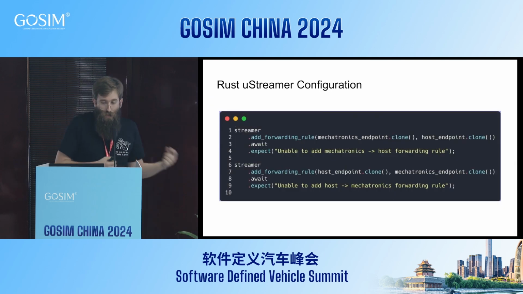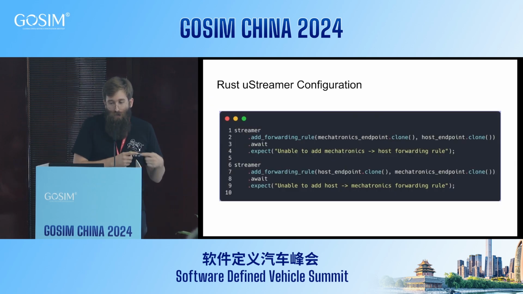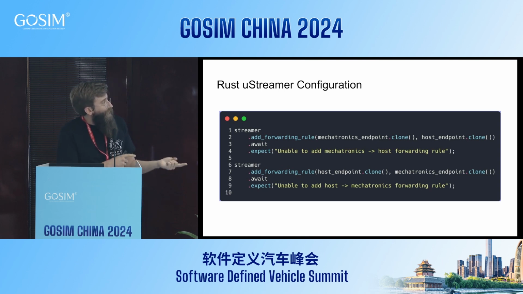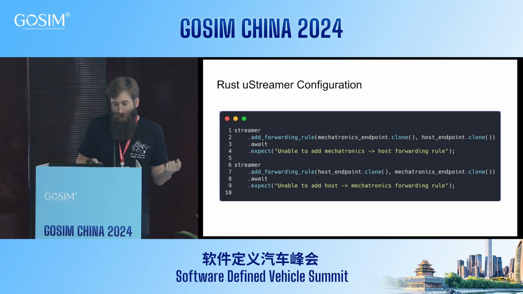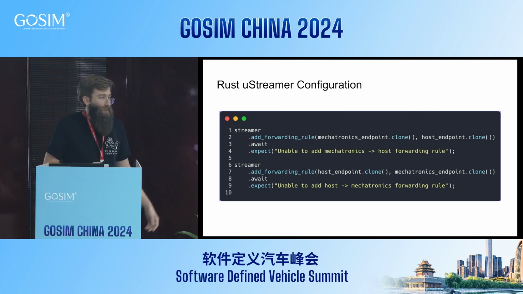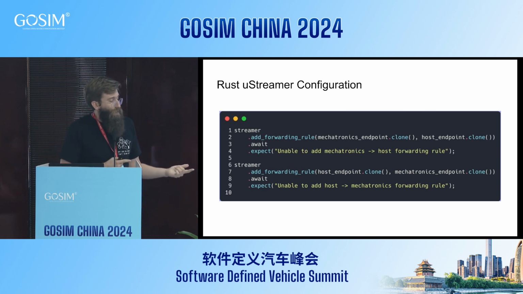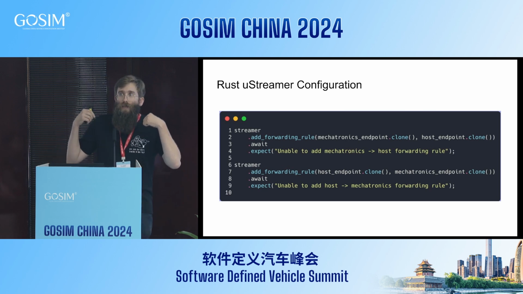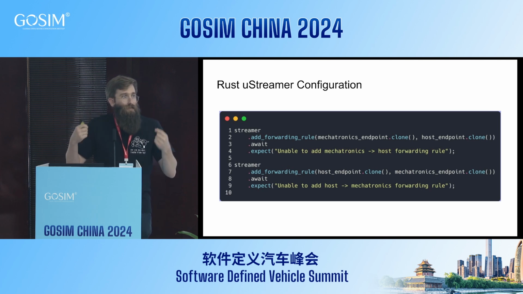And then here, showing how we can add a forwarding rule going from the mechatronics endpoint to the host endpoint, and then vice versa. So the key takeaway from this bit here is, and the uSubscription is similar, but the key point to take away from this here is we don't want to have a very closed ecosystem.